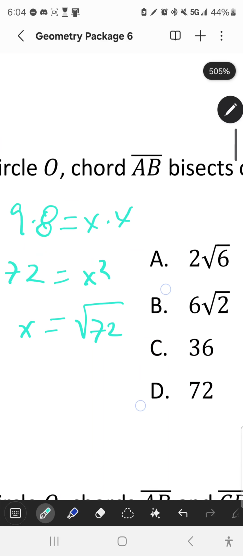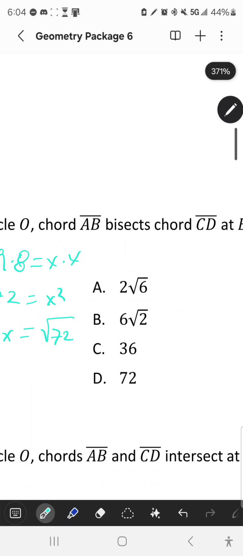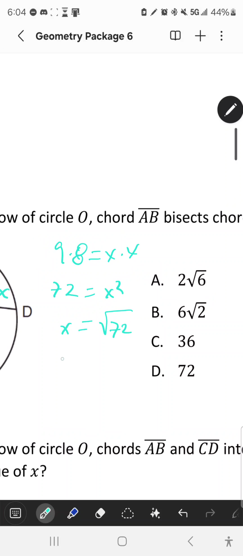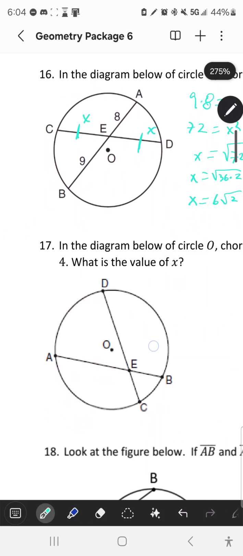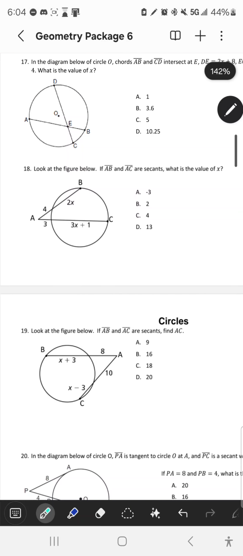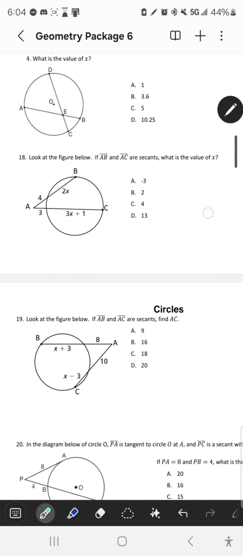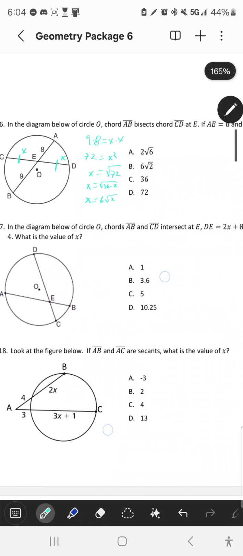Now we can simplify that. If I get 72, I can simplify: x equals the square root of 36 times 2. And now the square root of 36 is 6. So x equals 6 square root of 2. Now the last one. Yeah, this is going to be the last one.